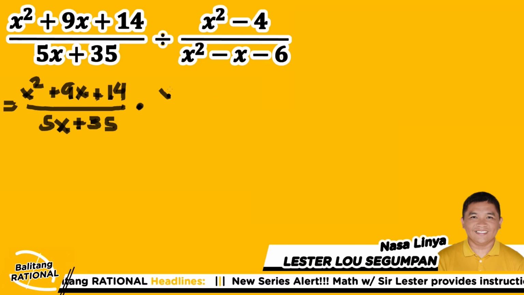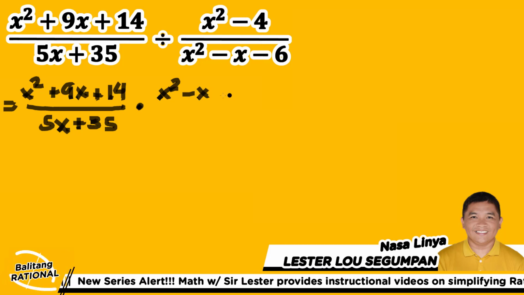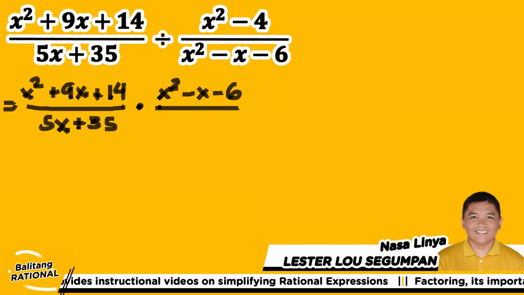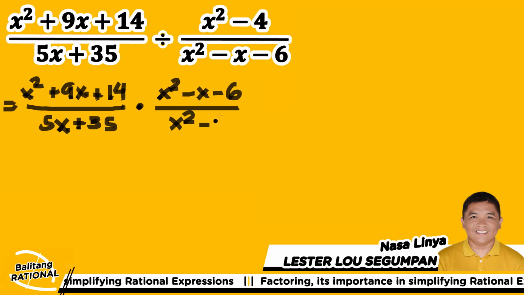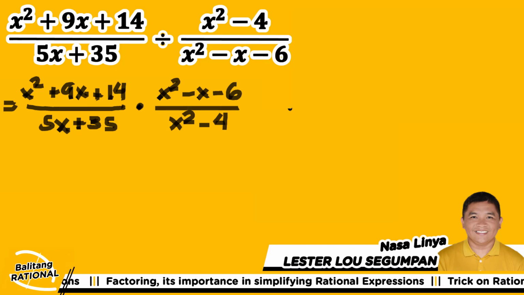In short, yung x squared minus x minus 6 will now become our new numerator. And this is now possible because ginawa na nating multiplication yung ating operation. At saka yung x squared minus 4 natin na original numerator ay magiging denominator natin. So this is what happens now when we divide rational expressions as well.